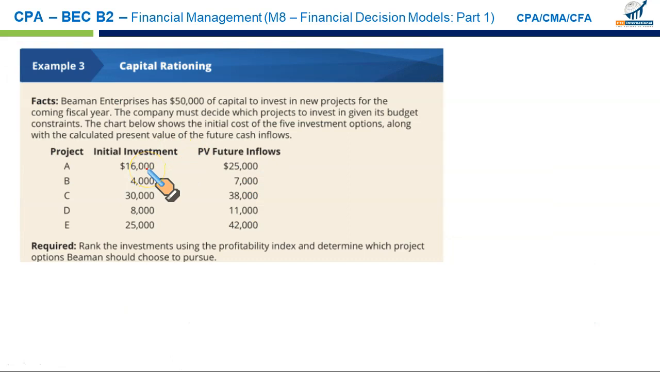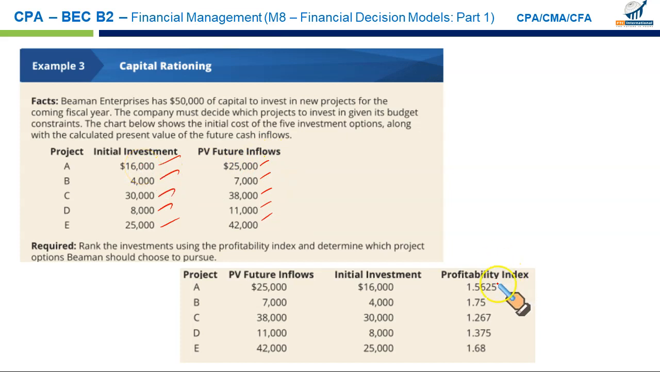Let's take an example here. We have these 5 different projects with the initial investments given. What we have done, we have calculated their present value of inflows. These are the present values of their future inflows. Now we will use the profitability index formula. We will divide the present value of future inflows by the initial investment. These are the results we'll get. Now this is the first step. You will calculate the profitability index.